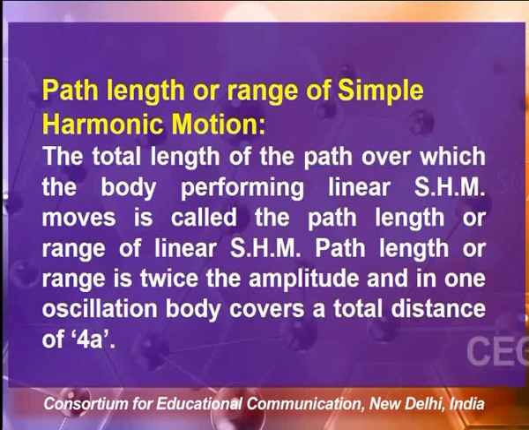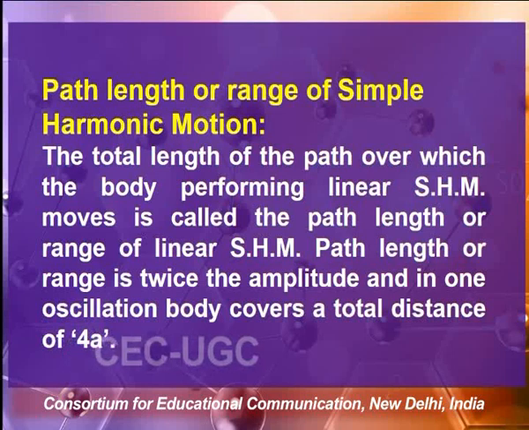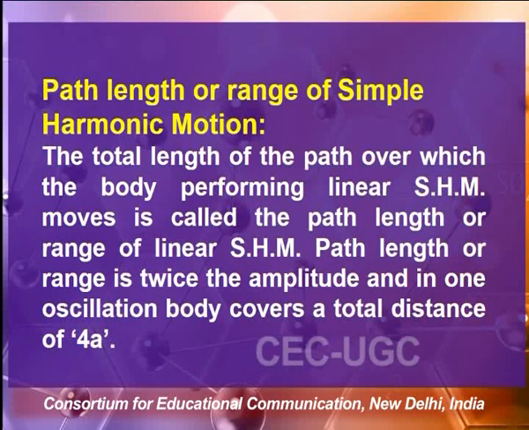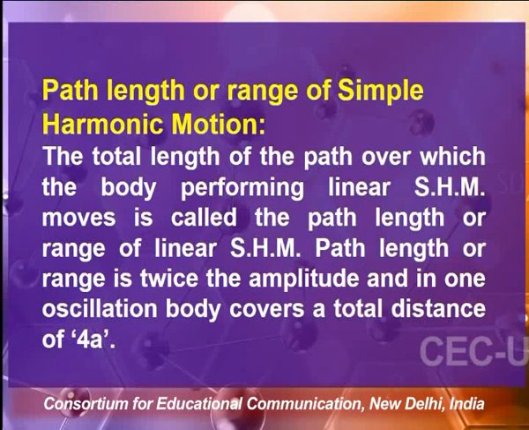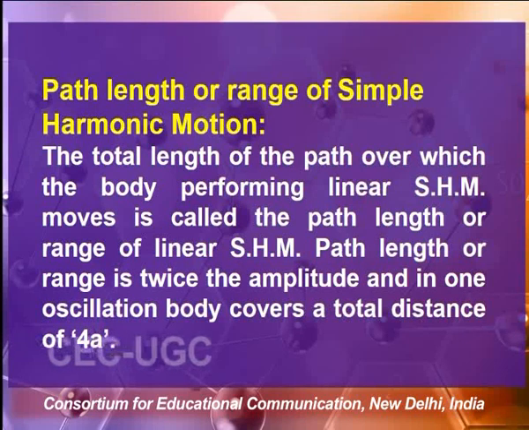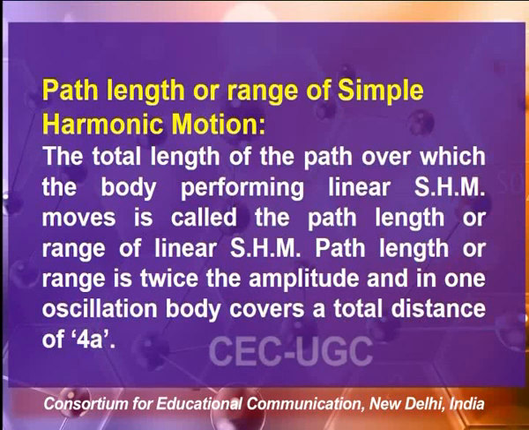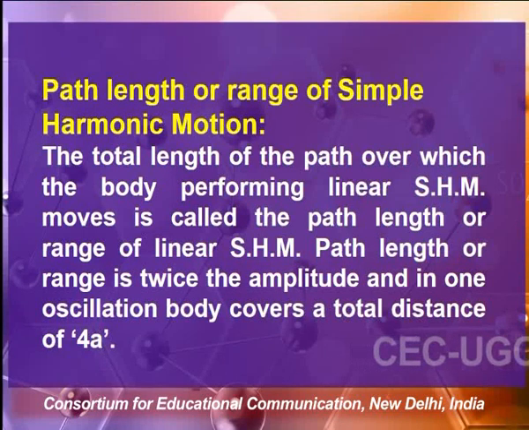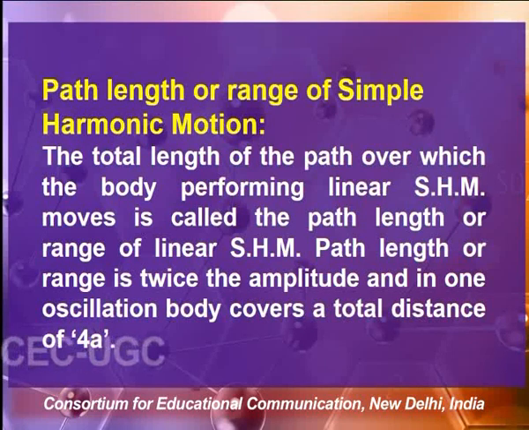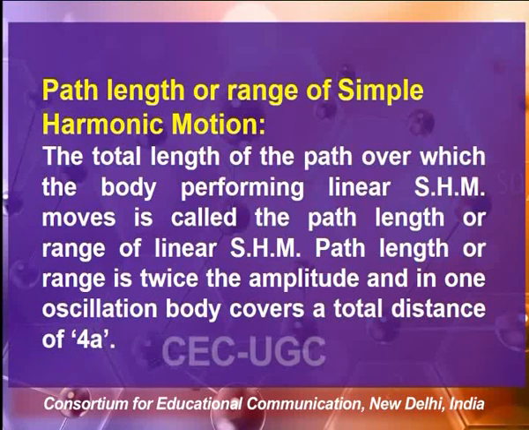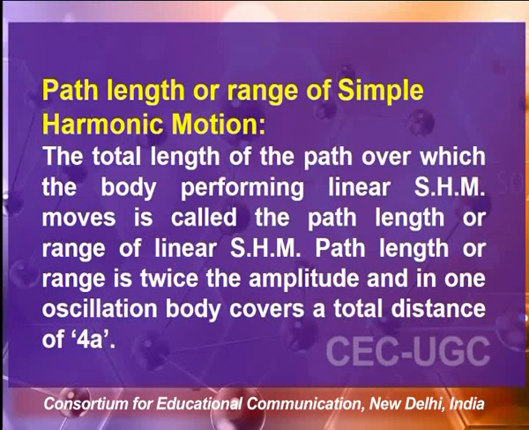Now, the third terminology is path length or range of simple harmonic motion. The total length of the path over which the body performing linear simple harmonic motion moves is called the path length or range of linear simple harmonic motion. Path length or range is twice the amplitude, and in one oscillation the body covers a total distance 4a, where a is the amplitude.